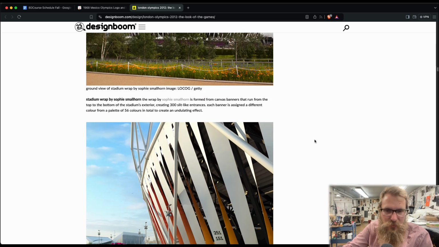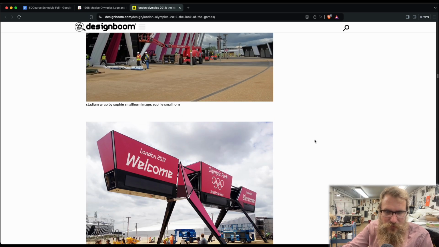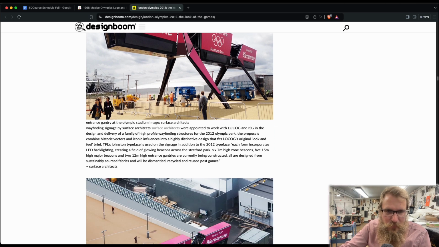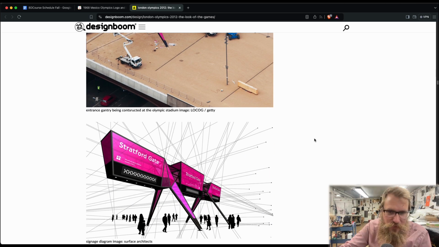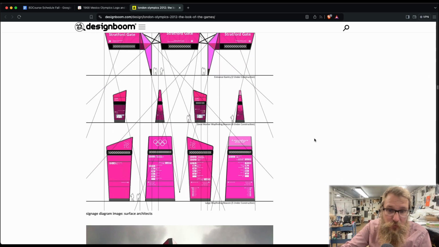We can keep scrolling down. You can see it's chaotic. And we have these crazy things, which are funny. They're like weird space monsters. Are those their gates? But I like to point out this right here. So here we can see some application of where the icons are going to be used on these nice signs.